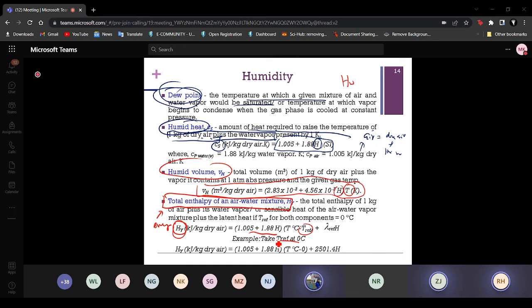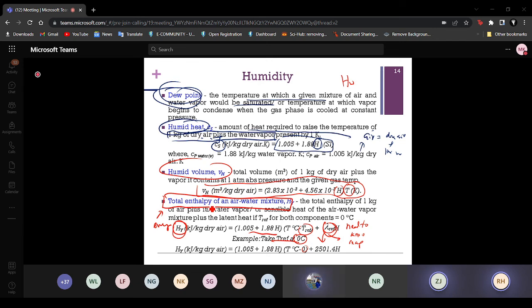Okay, for example here, you take 0 degrees Celsius as reference. So what happens to this equation? T minus 0, plus latent heat at 0 degrees Celsius, which is basically 2501, times humidity. So in this case, you need to recap how to find the latent heat, because it's very important in drawing. You're going to always use it. If you use the wrong method, your answer will be wrong later.